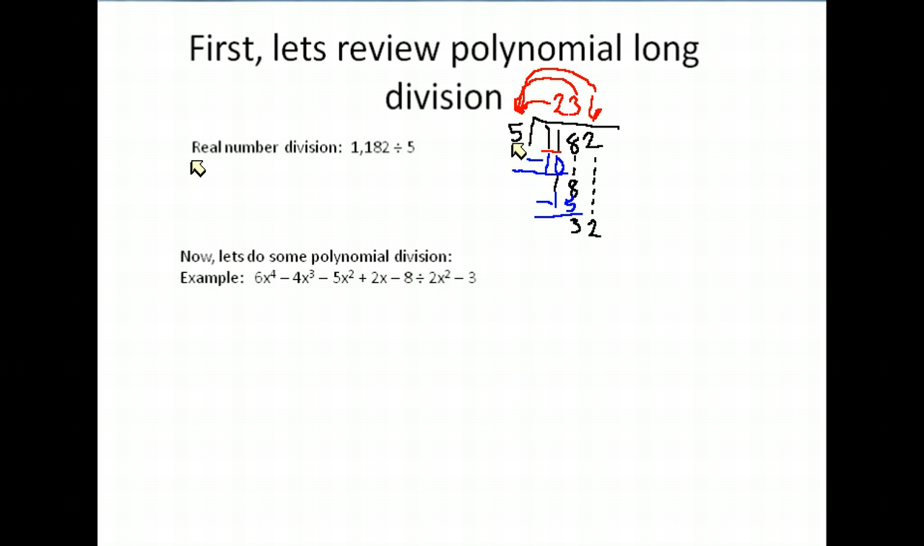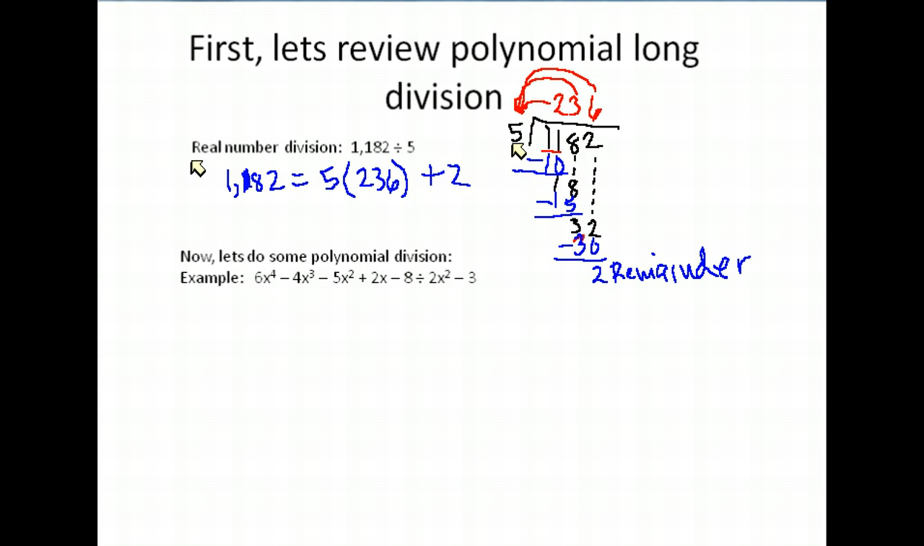And we multiply. 6 times 5 is 30. And we write that number down here below our 32. Change the sign. 32 minus 30 is 2. We don't have any more numbers to bring down. So remember, this 2 was called our remainder. This is the part that was left over following division. And what this means is that 1,182 is equal to 5 times 236, because that's how many times it went in, plus 2 more. Okay, that's what it actually means when we do division and find a remainder.